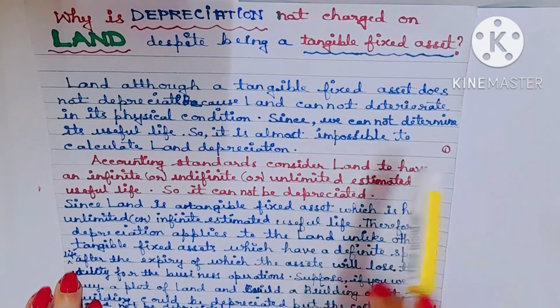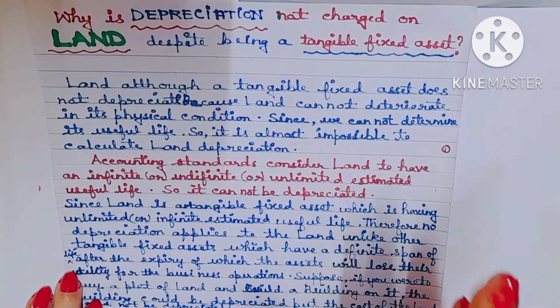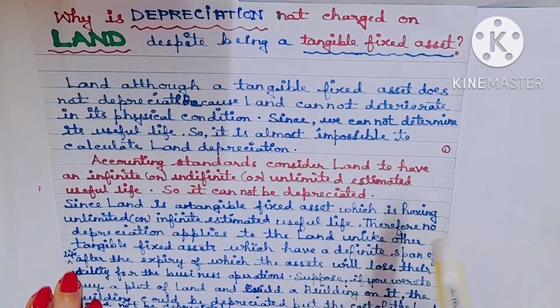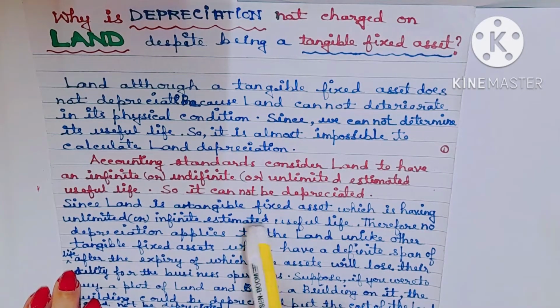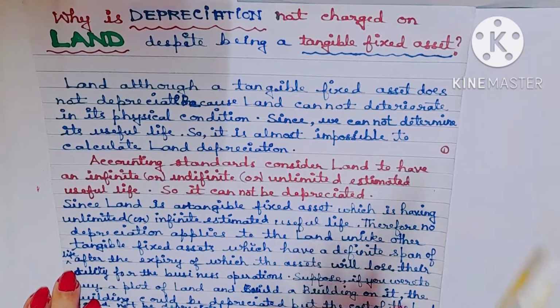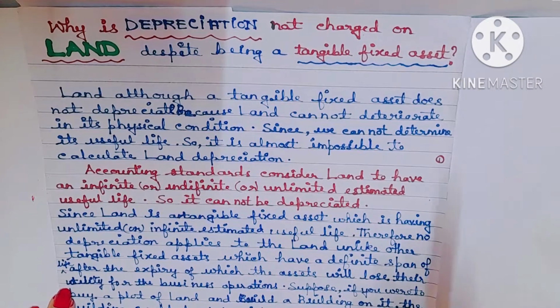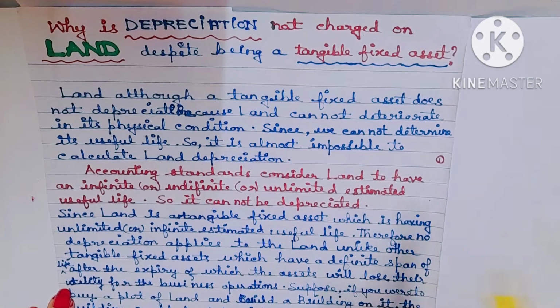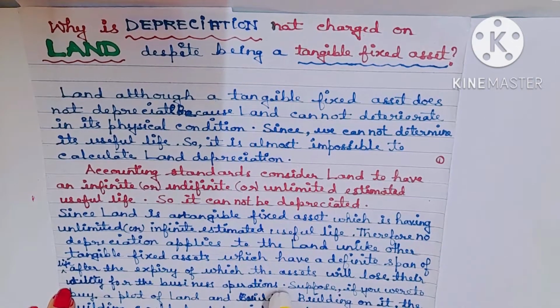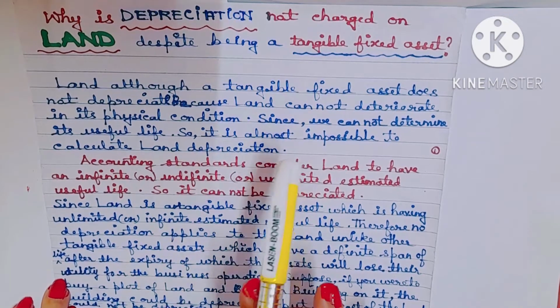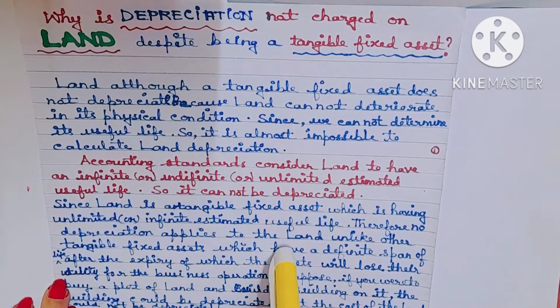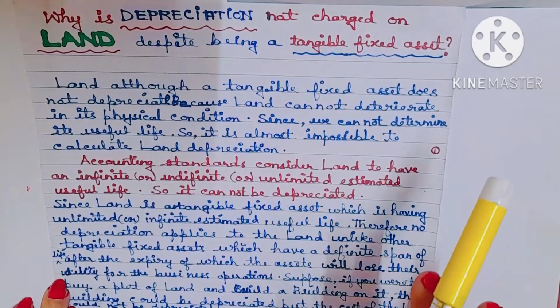Understood? Other tangible assets have a finite or limited estimated useful life. Why can we depreciate other tangible assets? Because they have a limited or definite estimated useful life. Understood? Other tangible fixed assets have a definite span of life, after the expiry of which the assets will lose their utility for the business operations. So except land, all other tangible assets can be depreciated.